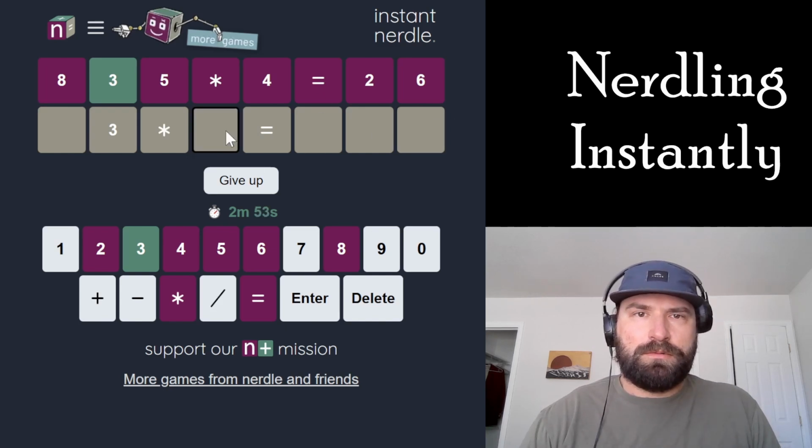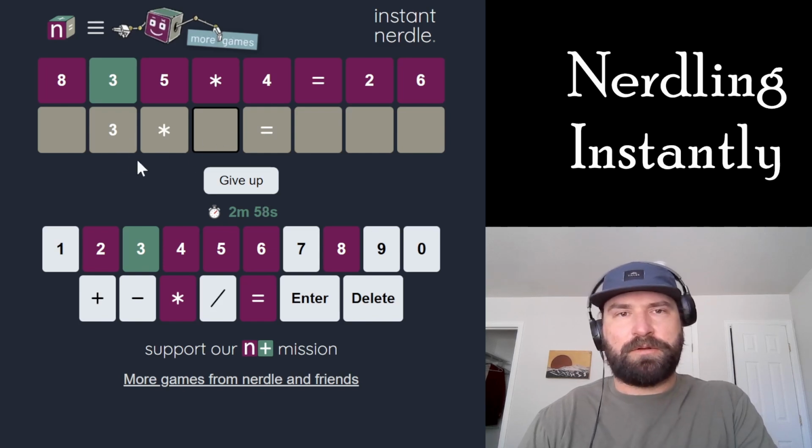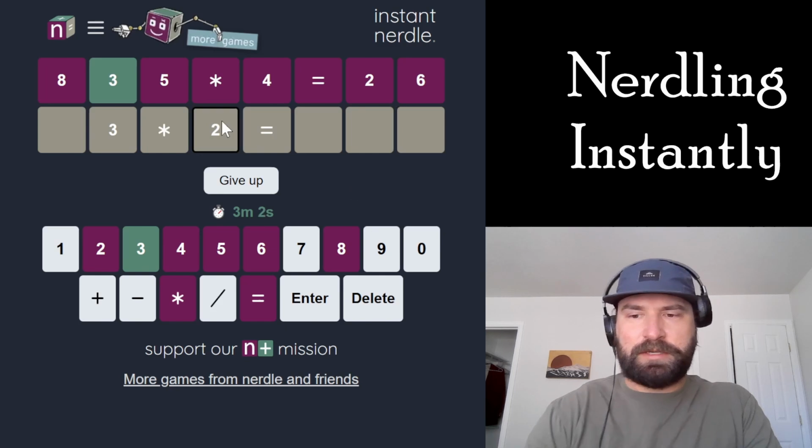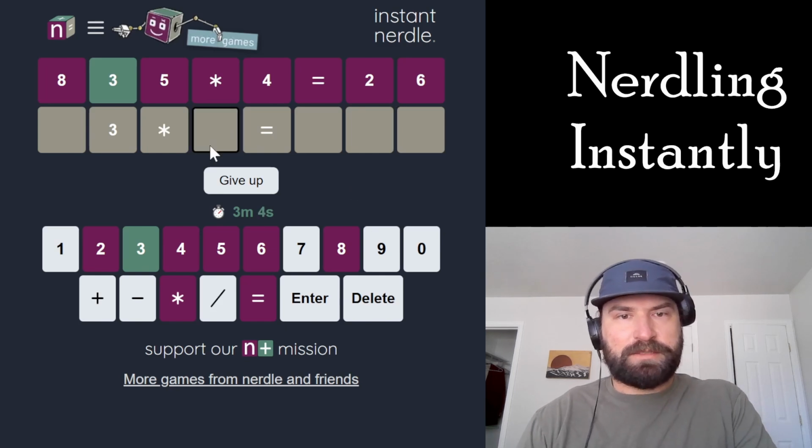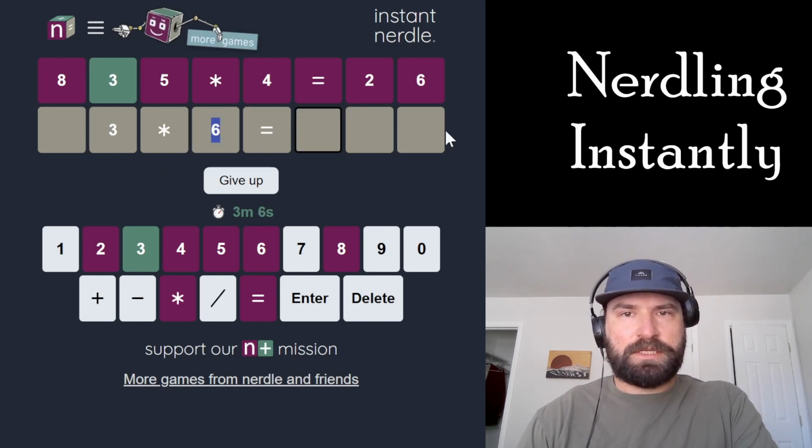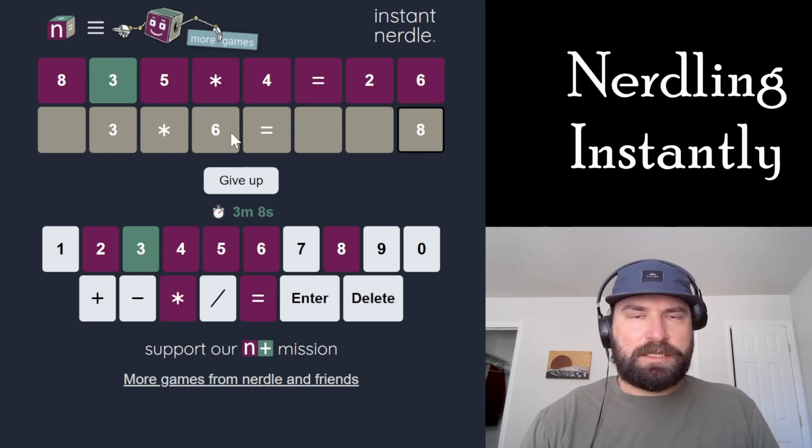2 is not going to work here. I mean, I can try it, but it's not going to work. If I put a 2 here, 3 times 2 is 6. Okay, it can't end in 6, so actually it doesn't work. So I think it has to be the 6 here. 3 times 6 ends in 8, because that's 18.